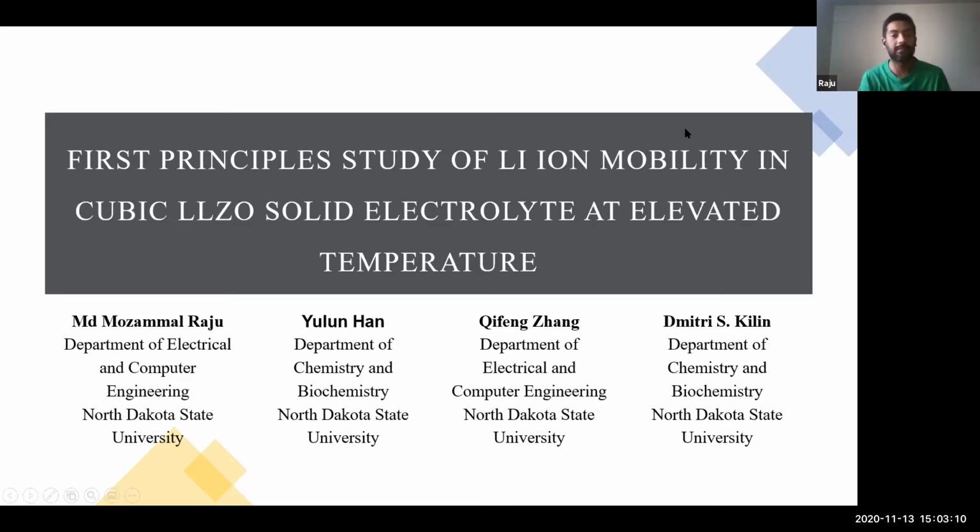The title of my paper is a first principles study of lithium-ion mobility in cubic LLGO solid electrolyte at elevated temperature, because we used the temperature more than 750 Kelvin. And these are the authors, and I appreciated the help of Dr. Han and Dr. Dimitri throughout the semester, and the support they gave me when I was writing the paper.